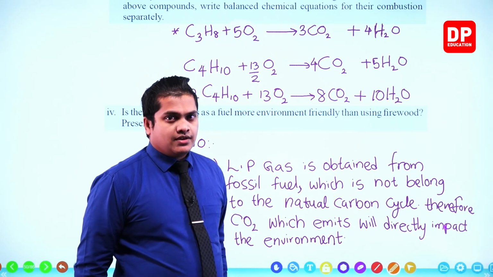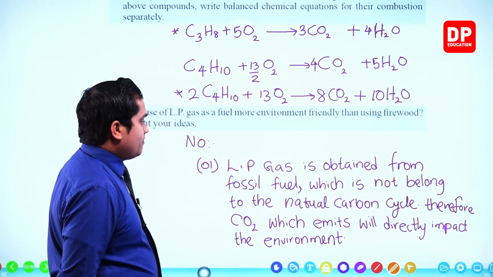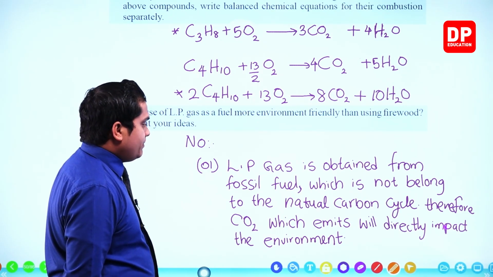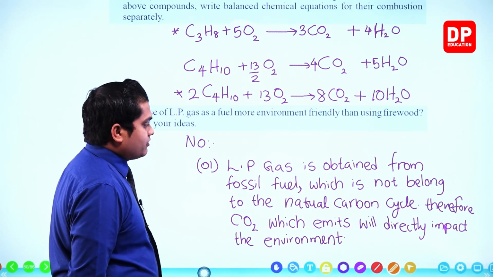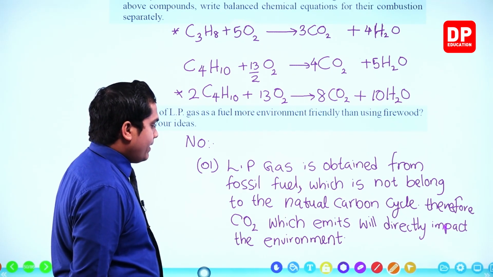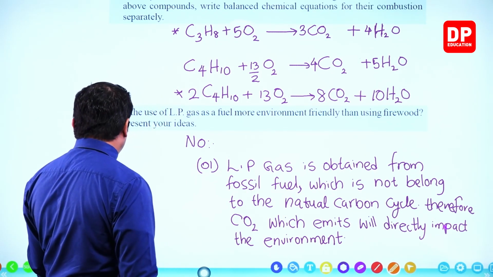So this is the reason, my dear children. LP gas is obtained from fossil fuel which does not belong to the natural carbon cycle. Therefore, carbon dioxide which emits will directly impact the environment. Okay, right.